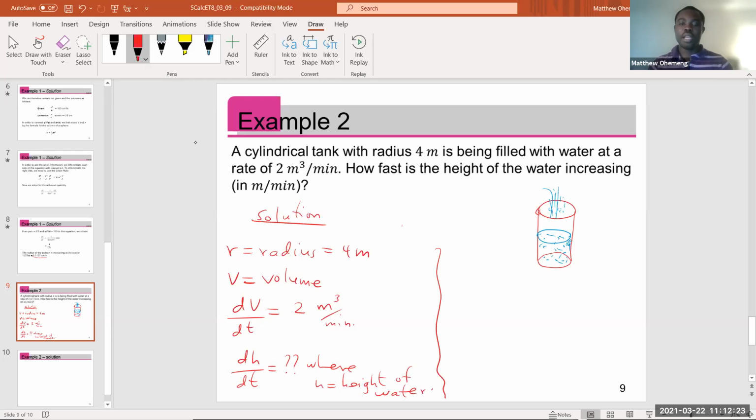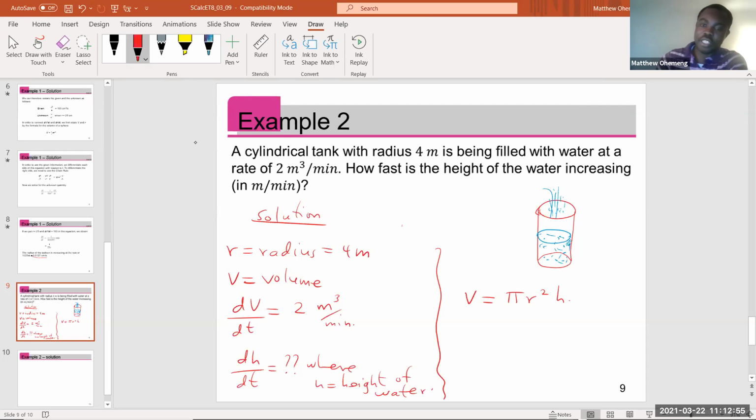So now, let me try and get a relation. I'm given dV over dt, and I need dH over dt. So what you think about is, can I get an equation which relates the volume and the height, and it involves a cylinder? Well, that's essentially just trying to find the volume of the cylinder. And what's the volume of a cylinder? The volume of a cylinder is just pi r squared h.